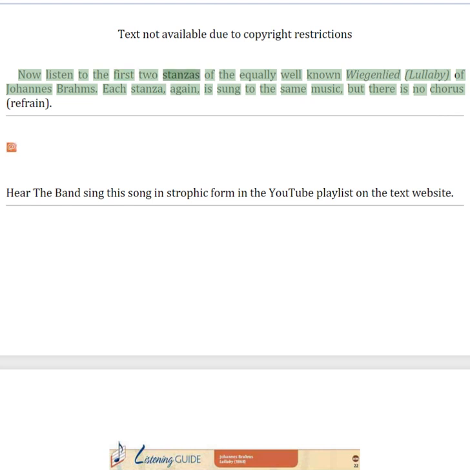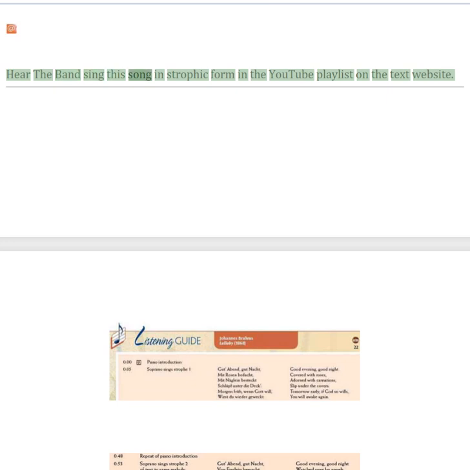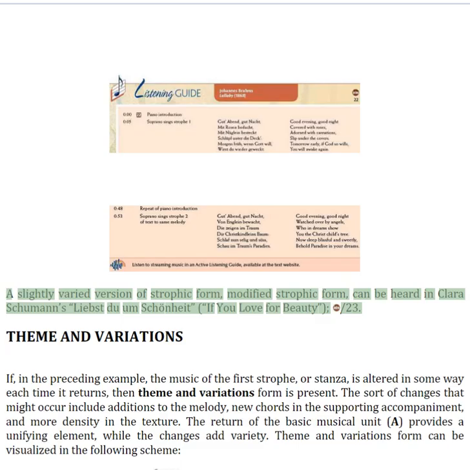Now listen to the first two stanzas of the equally well-known Wiegenlied of Johannes Brahms. Each stanza, again, is sung to the same music, but there is no chorus. Hear The Band sing this song in strophic form in the YouTube playlist on the text website. A slightly varied version of strophic form, modified strophic form, can be heard in Clara Schumann's "Liebst du um Schönheit."